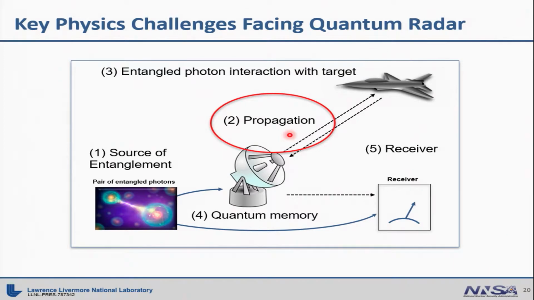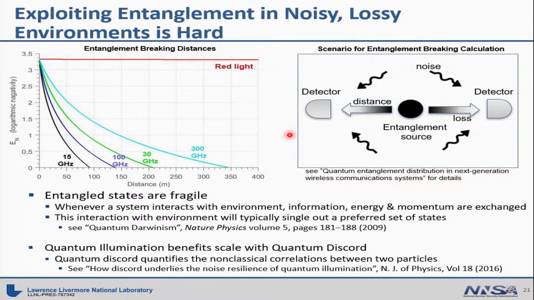There are other problems that you have to tackle, and one of them is related to the propagation. So it turns out entangled states are very fragile. If you generate entangled states and use them for some function in your laboratory, it's probably a very well-controlled environment. There's no loss in that lab. There's no noise in that lab. And you could do whatever you want with those photons and expect to get good performance. But a radar can't do that. A radar is destined to transmit these photons into a lossy, noisy environment, and it has to contend with that. And it turns out these entangled states are very fragile.